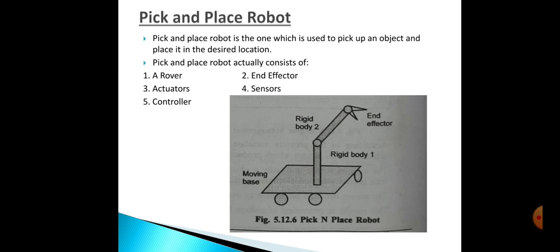The next one is sensors. They are used to sense the internal as well as external state to make sure the robot functions smoothly. The next one is the controller. It is used to control the actuator based on sensor feedback and thus control the motion of each and every joint, eventually the movement of the end effector. So this controller will control all the moving parts.